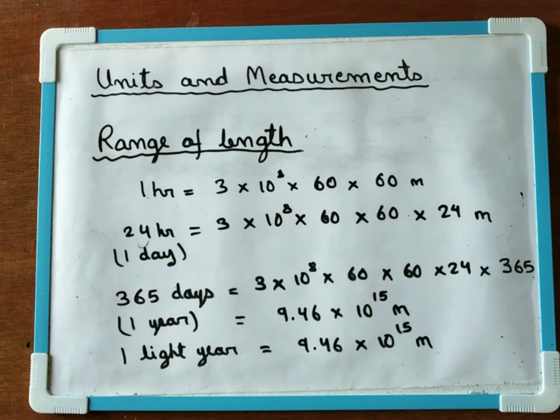So 1 light year, these are units of very large distance, to measure the distance of planets, to measure the distance of stars from the Earth. We can use light year or astronomical unit. And there's another unit for large distance, it's known as parsec. Parsec is the distance at which an arc of length 1 astronomical unit subtends an angle of 1 arc second. That is another unit for measuring large distance, 1 parsec.